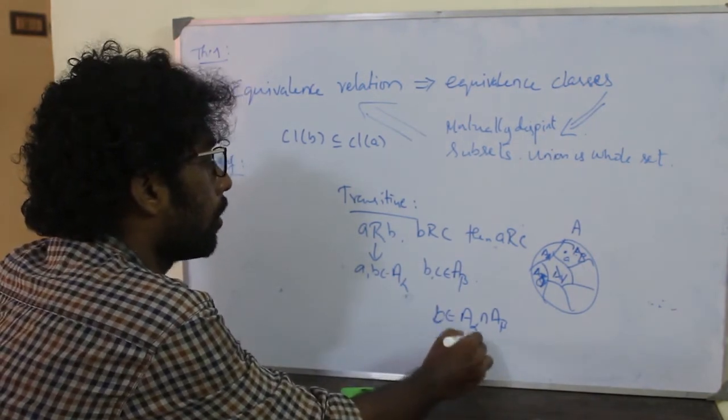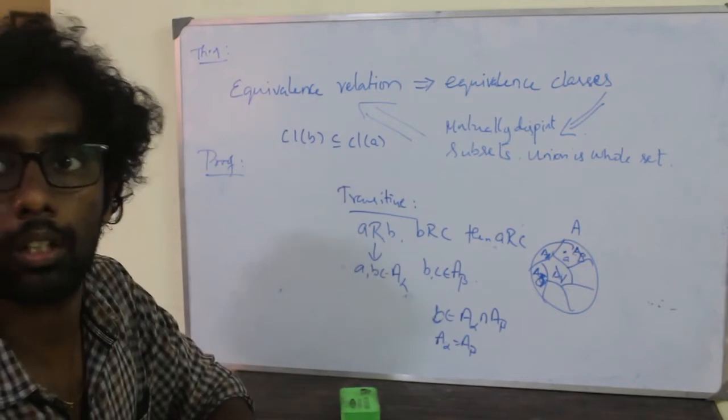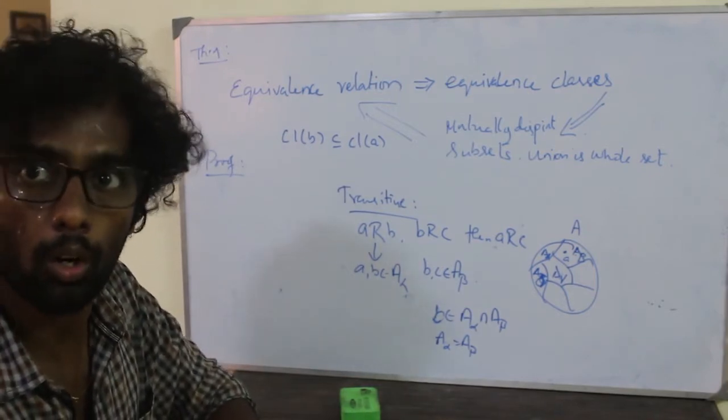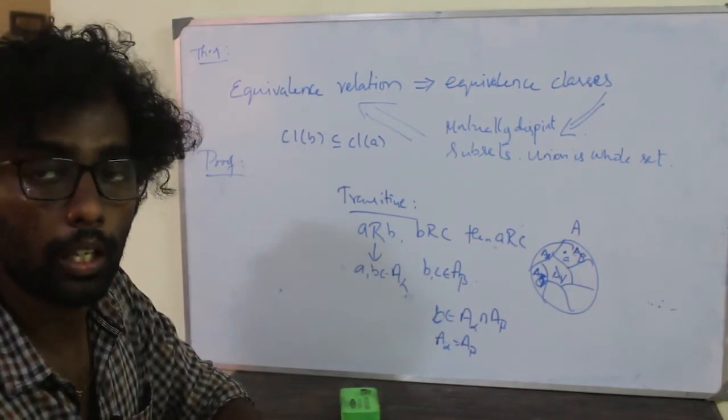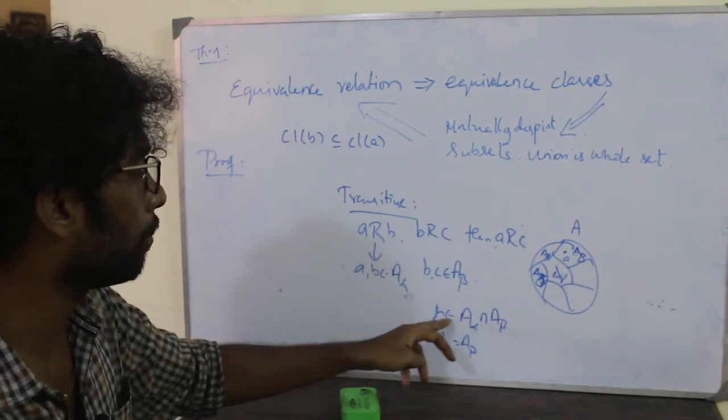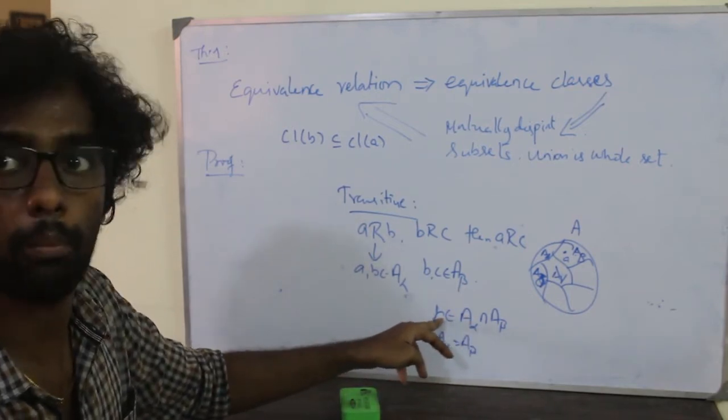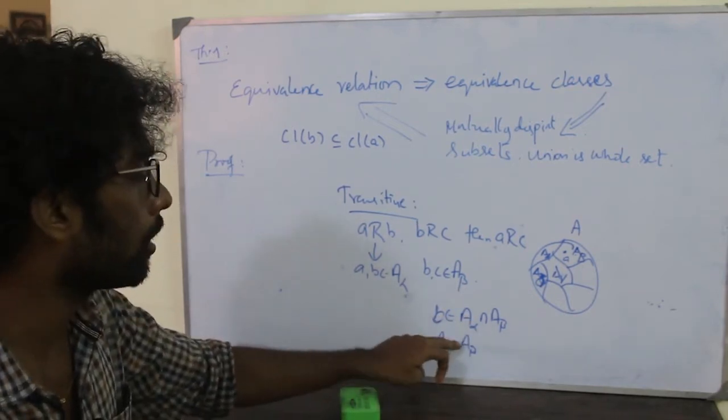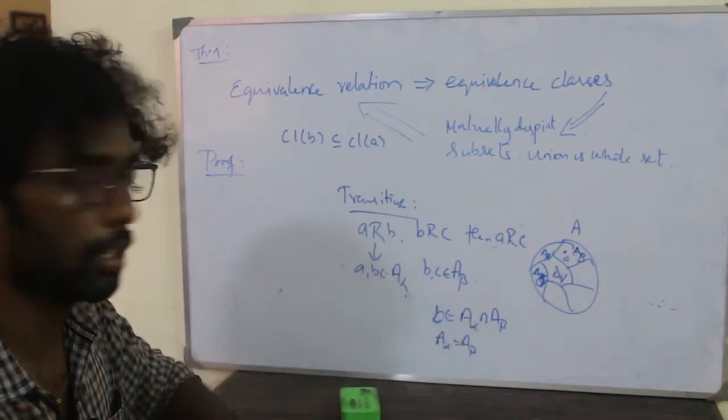ஏன்னா நம்ம என்ன ப்ரூவ் பண்ணியிருக்கோம்? A alpha intersection A beta வந்து empty-யாக தான் இருக்கும் அப்படின்னு ப்ரூவ் பண்ணியிருக்கோம், or they will be equal. இங்கே வந்து empty இல்ல, B இருக்குது. ஓகே, B இருக்குது, அப்போ empty கிடையாது. அப்புறம் என்ன ஆகிடும்? They both are same-னு வந்துடும். A alpha equal to A beta அப்படின்னு வந்துடும்.